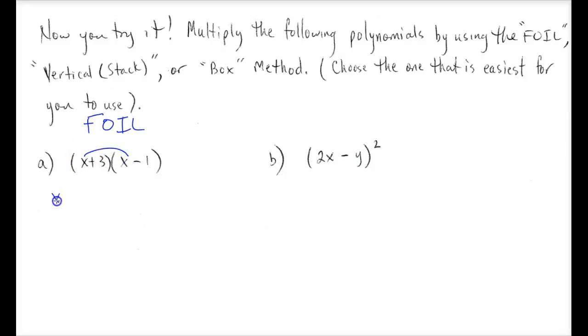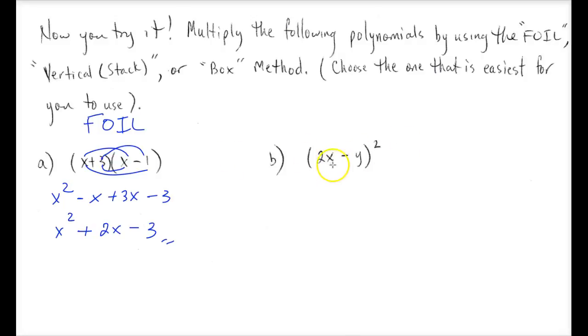So x times x is x squared. Outside, x times a negative 1 will be a negative x. Inside, 3 times x will be a plus 3x. And last will be 3 times a negative 1, which is a negative 3. And then, of course, from here, we know that negative x plus 3x is going to be a positive 2x. And so this is our result.